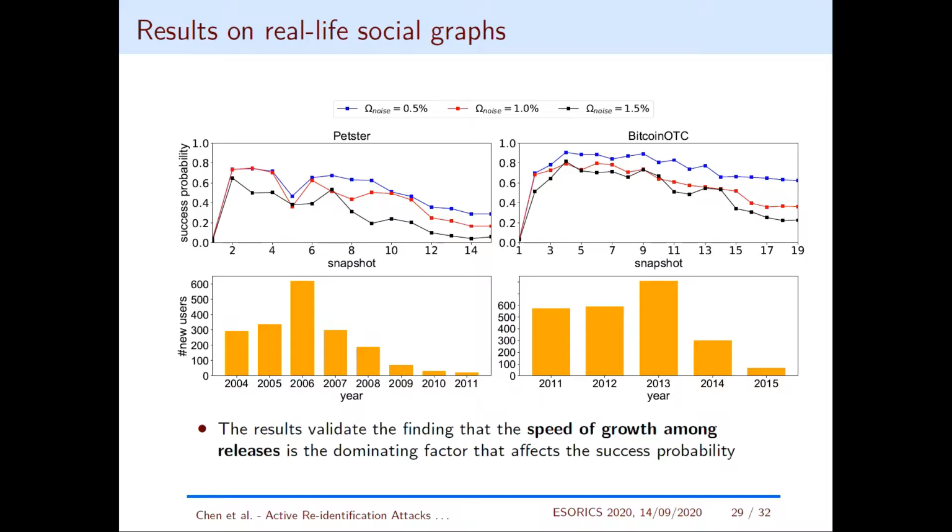By looking at the real-life graphs, we can see that the finding that speed of growth among releases is the dominating factor on success probability can also be observed there, especially on Petster. You can see that between 2005 and 2006, there is a large, sharp increase in the number of users, and that coincides with a sharp decrease in success probability for Petster.